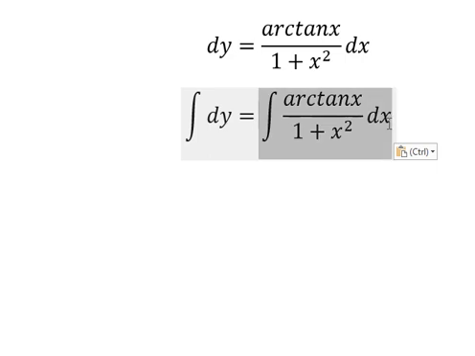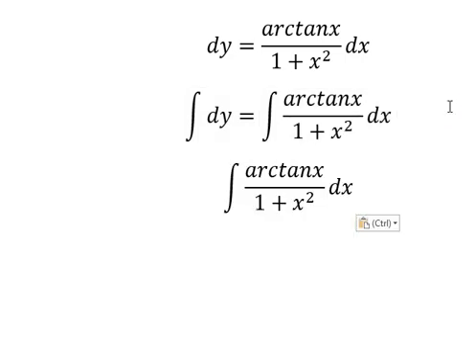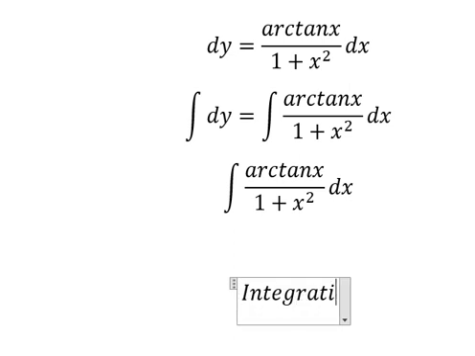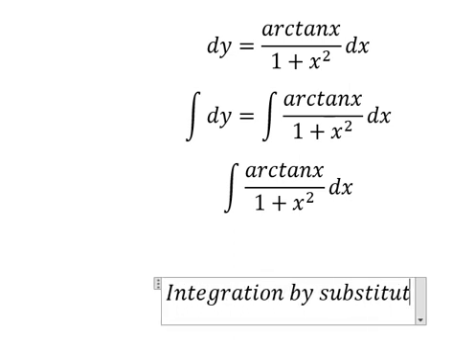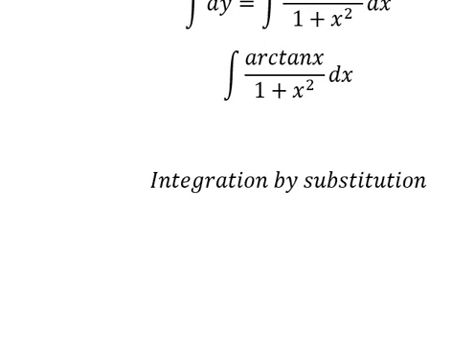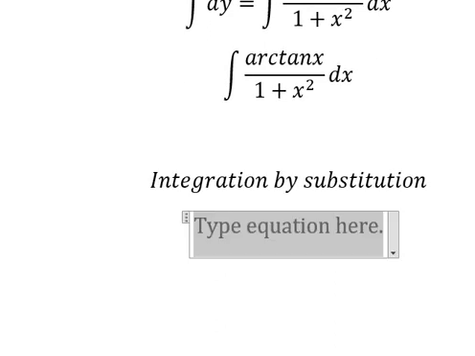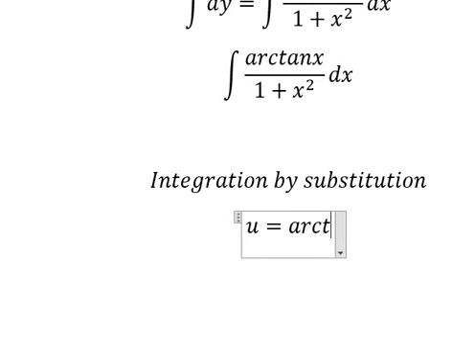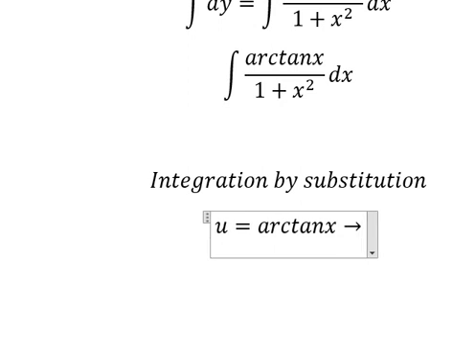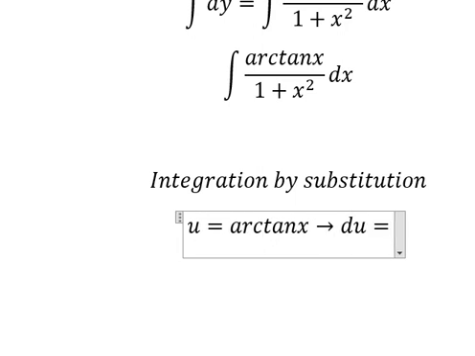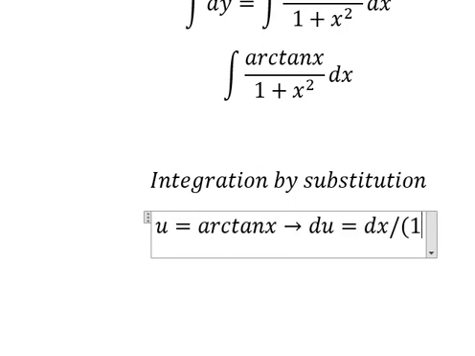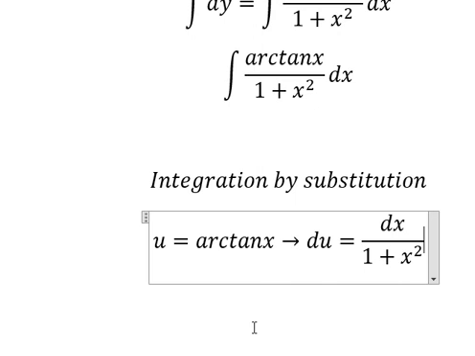Next, I will concentrate on this one only. So we need to use integration by substitution. So I need to put u equals arctan of x. And I will do the first derivative for both sides. And you get du equals dx over 1 plus x squared.